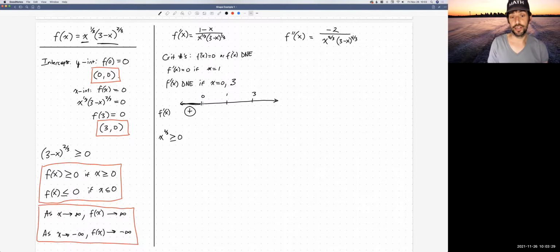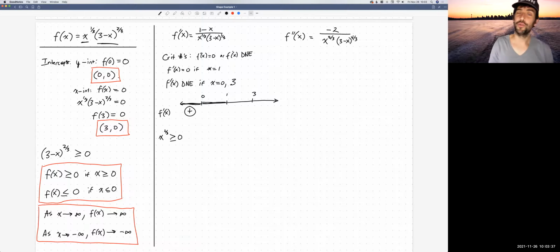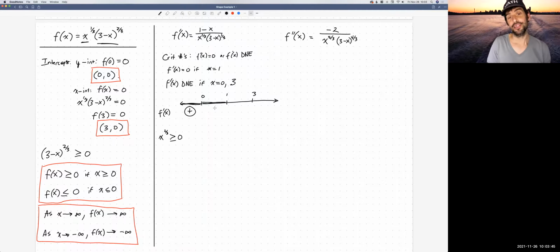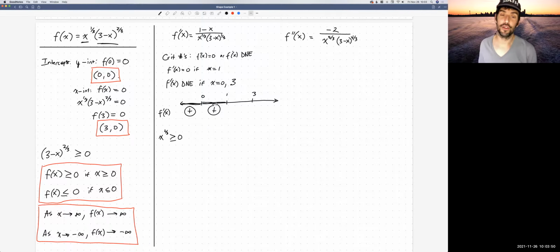Now let's look at between 0 and 1, our next interval. So we're imagining any number between 0 and 1. Again, x to the 2/3 is always positive. I don't have to worry about it. 1 minus x, again, we're taking a number less than 1 and subtracting it from 1, we get a positive number. 3 minus x is a number less than 1 being subtracted from 3. It's going to be positive. Everything's positive. The whole thing turns out to be positive.